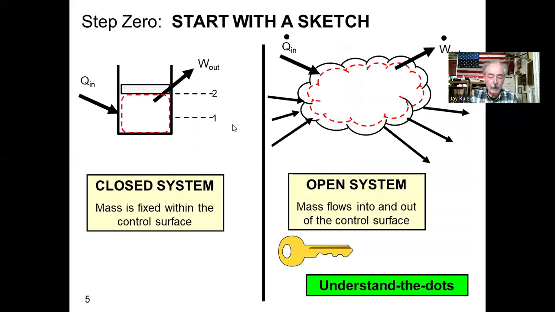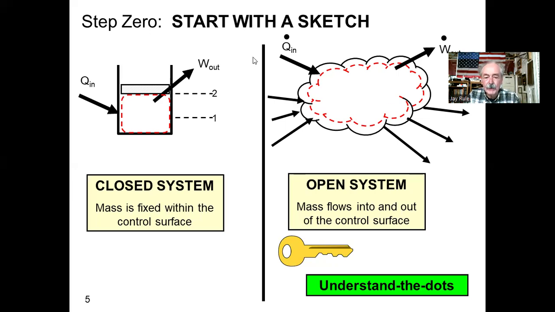Okay, so step zero, after you've read a problem and tried to draw a sketch, you've got to decide, do I have a closed system? Here's my little example of a sketch. Do I have a closed system or do I have an open system? And so very quickly you say, well, this is second nature to me. The mass is fixed within a control surface for a closed system, but in an open system, we have mass flowing into and out of some control surface. So there's mass flow associated with it.